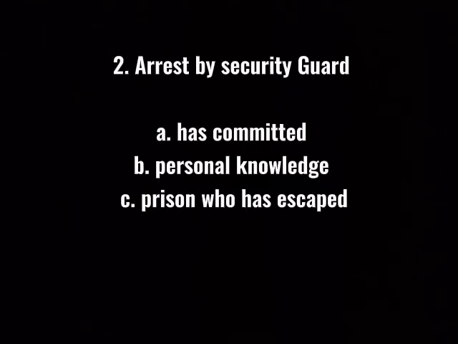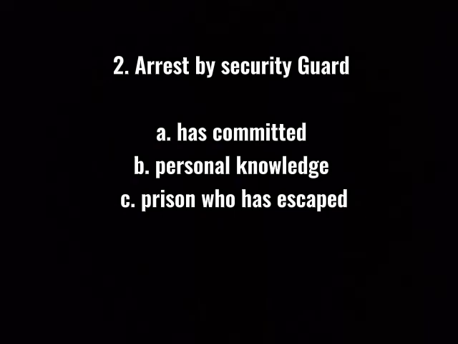Number 2. Arrest by security guard. He is not a peace officer and is not, therefore, clothed with police authority. However, he may effect arrest under any of the following. Letter A. When the person to be arrested has committed, is actually committing, or is about to commit an offense in his presence. Letter B. When an offense has in fact been committed and he has a reasonable ground, personal knowledge, to believe that the person to be arrested has committed it.